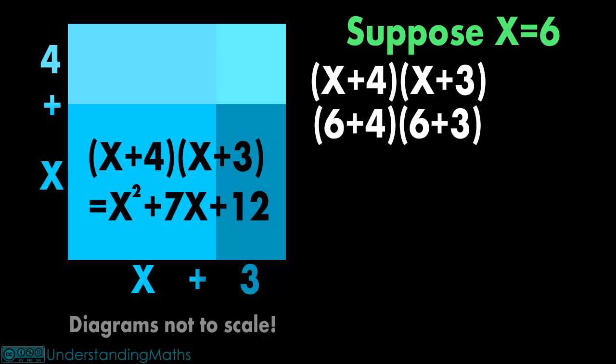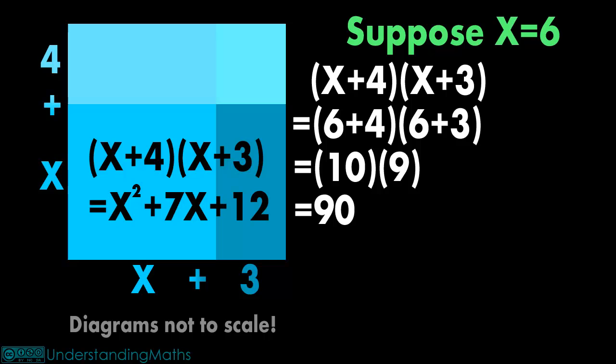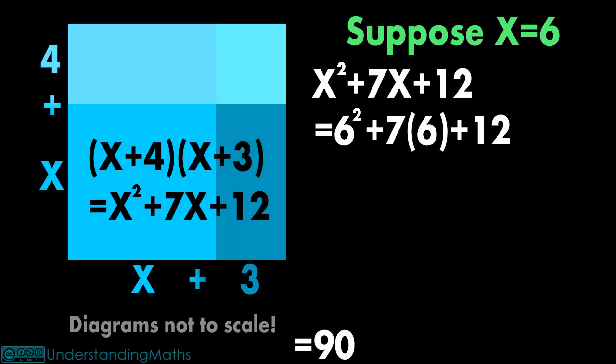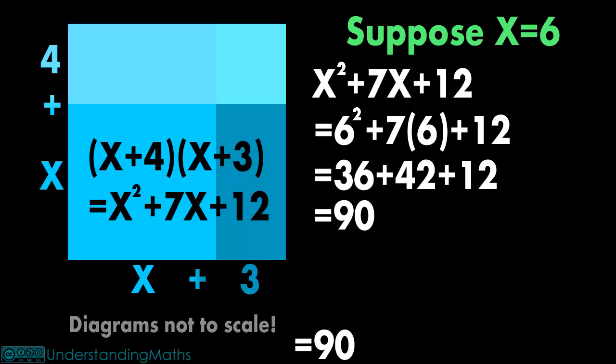We can test whether or not we've done our calculations correctly by plugging in a value for x. In this case, I'm going to say that x is 6. So the sum of 6 plus 3 multiplied by the sum of 6 plus 4. That means 9 times 10, which is 90. And let's just note that down at the bottom. Now 6 squared plus the sum of 7 times 6 plus 12 makes 36 plus 42 plus 12. Again, this makes 90, so our expression for the area of the rectangle works.